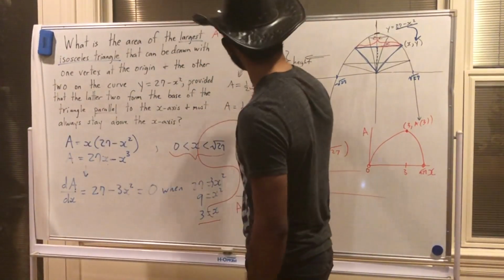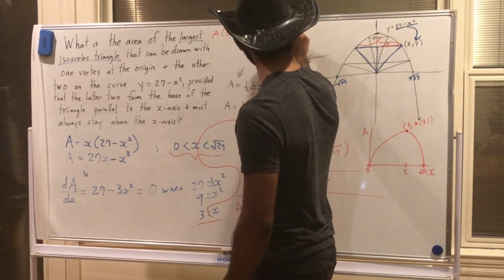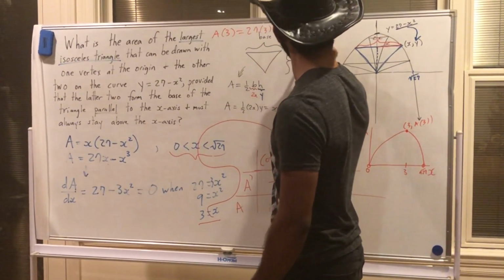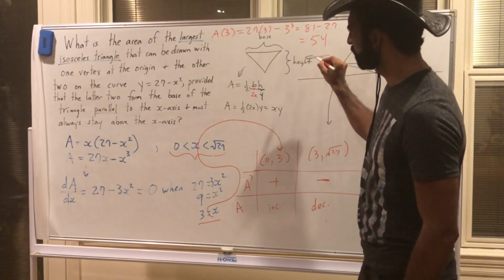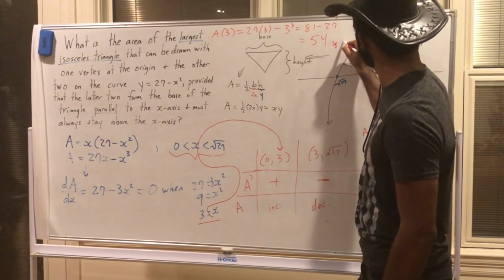I'll do the latter. What is 27 times 3? 81. What is 81 minus 3 cubed? 81 minus 27, which is 54. 54, and finally units. Do I have it? Nope, just say square units.